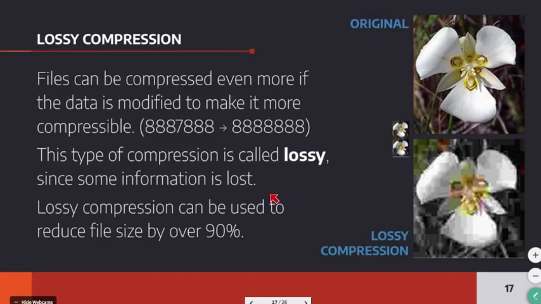And if we use lossy compression, we can shrink file sizes down by over 90%. So on the right-hand side, we have an original picture, and we have a lossy compression, like an extreme lossy compression. This one's been done way more than you probably would need to. And as a result, this file is only about 2% the size of this one. You could send 50 of these files or store 50 of these files in the space that it would take to store one of these. So it would send 50 times faster as well.